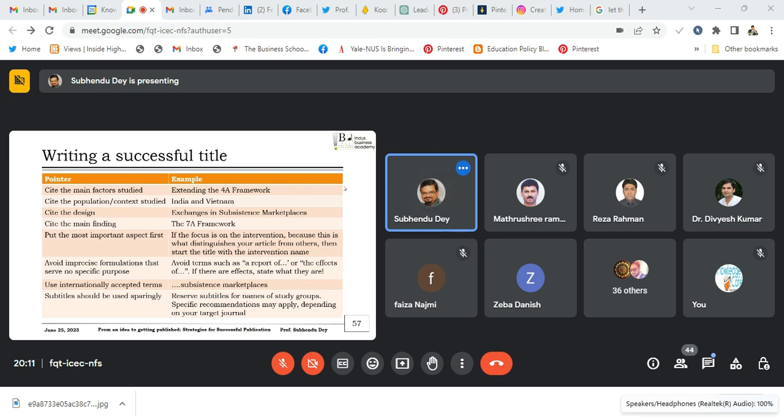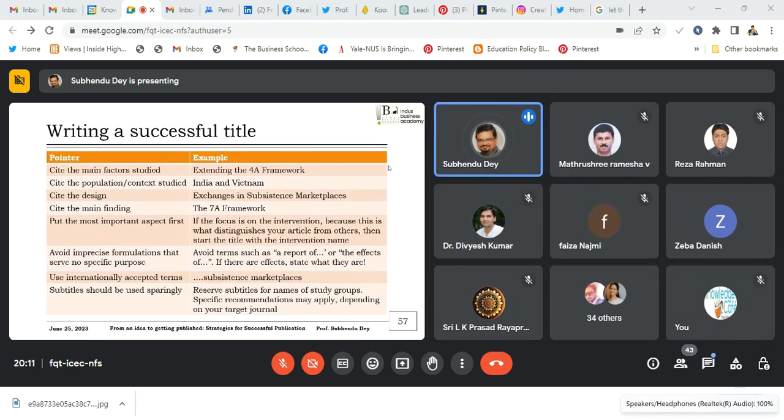Now, the remaining 4 points that I have put in, you can just read and you will understand what it is about. Now, there are certain things which are to be avoided. Avoid terms such as "a report of" and "the effects of." If there are effects, state what they are. Don't write "the effects of." Don't write "a report on this," etc. Those are not very well accepted.